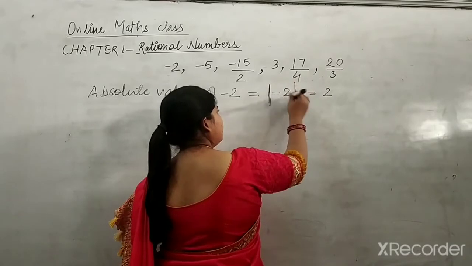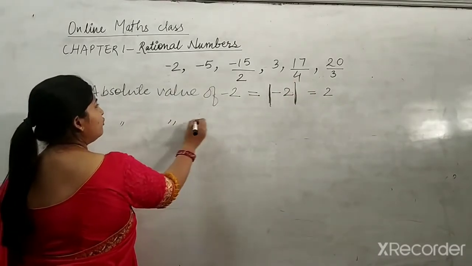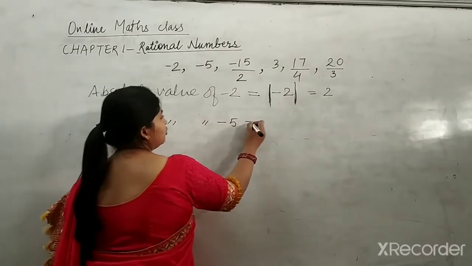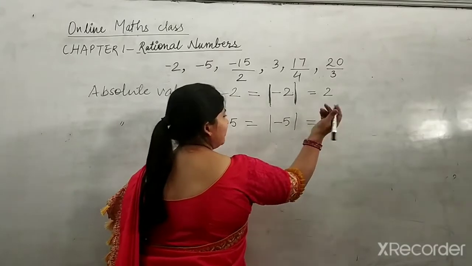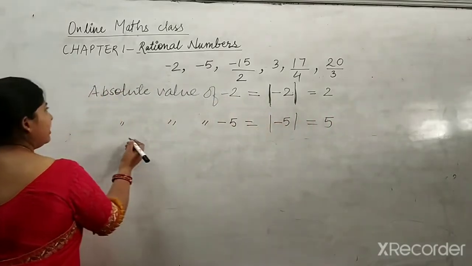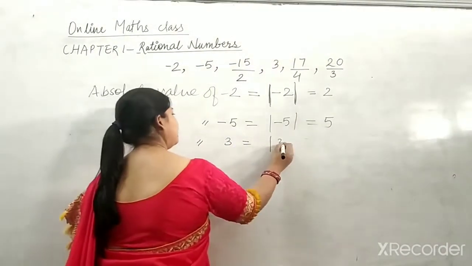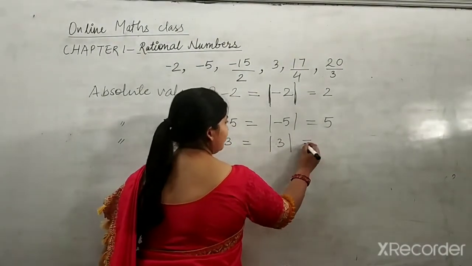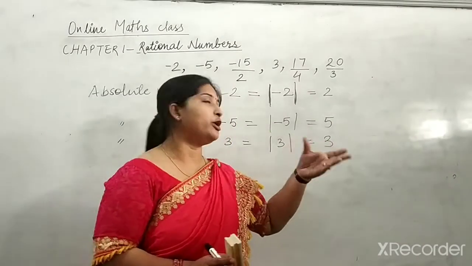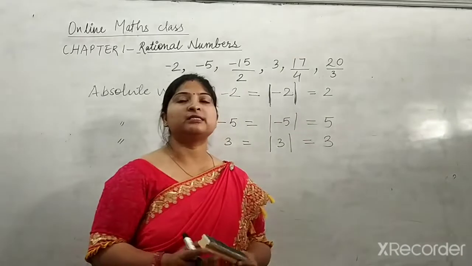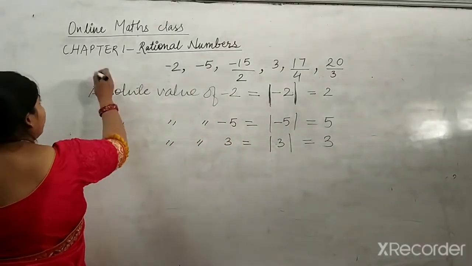Okay, like this you have to put 2 parallel lines and put the number. If I put the same question for the absolute value of minus 5, minus 5's absolute value will be a positive number, that is 5. Okay, the same way, if I am finding the absolute value of 3, it is already positive, so its absolute value will be positive. That's it. This was your absolute value topic.